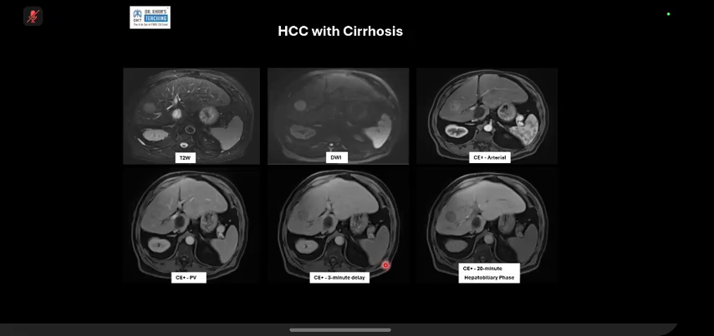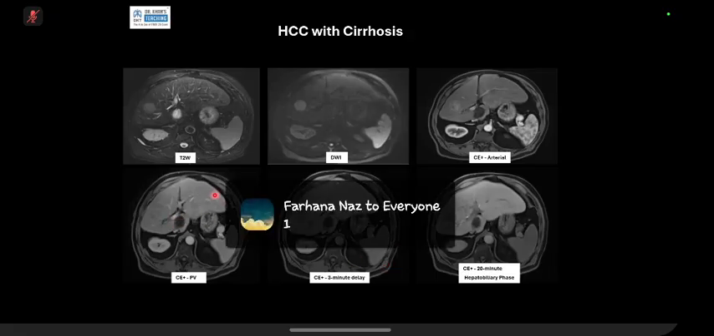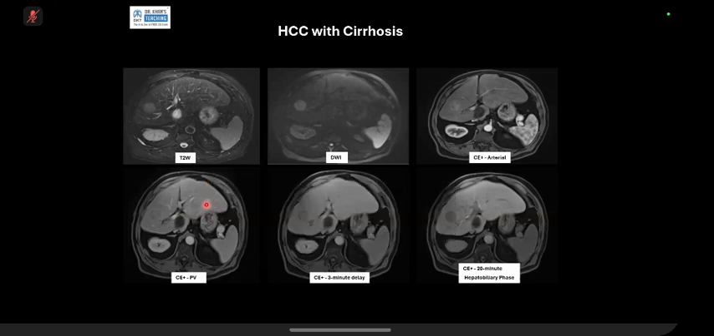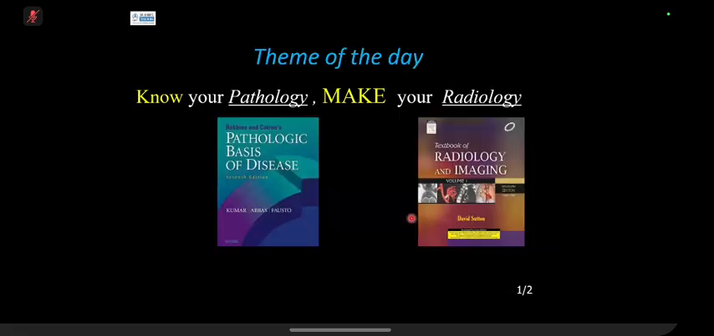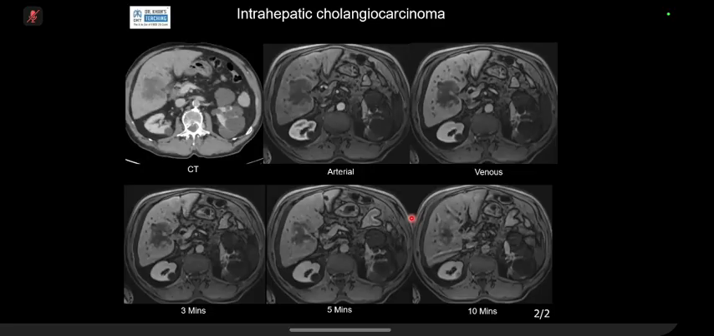Cirrhosis causes atrophy of segment 6 and 7, right? And hypertrophy of this, which is the caudate, which is segment 1. And it also causes hypertrophy of segments 2 and 3, the left lobe. Now you can agree that the left lobe is more prominent as compared to this, particularly the segments which I have pointed out. Okay, this is intrahepatic cholangiocarcinoma.